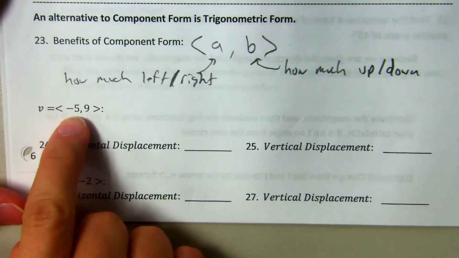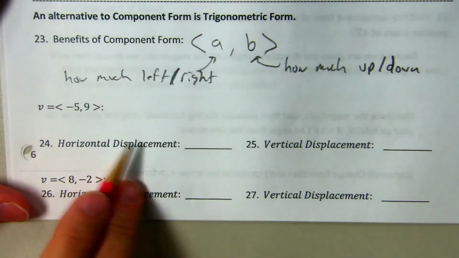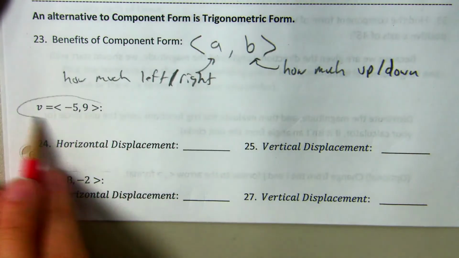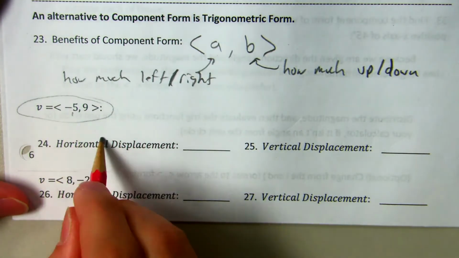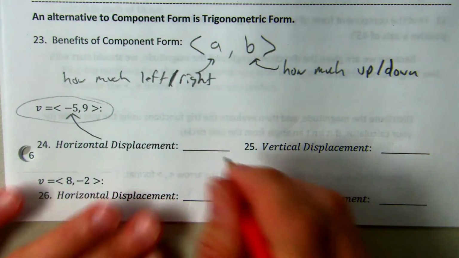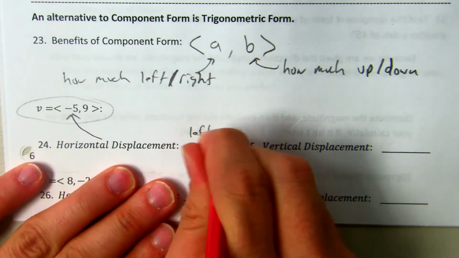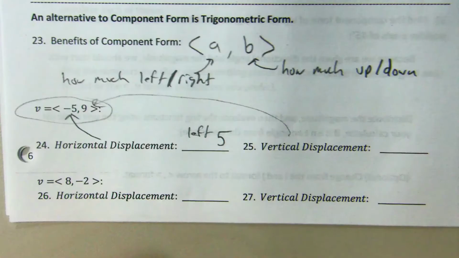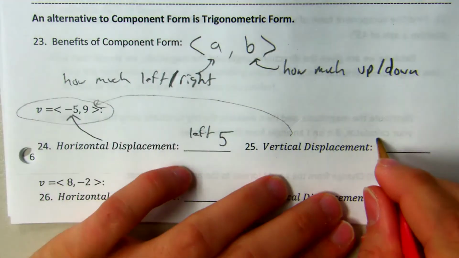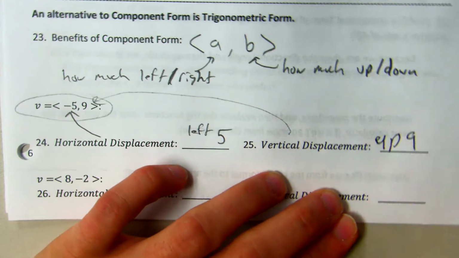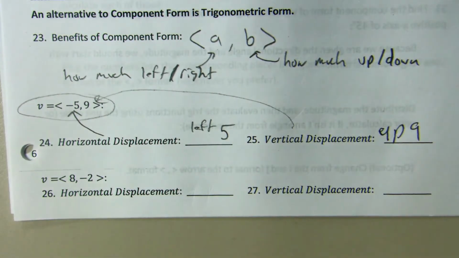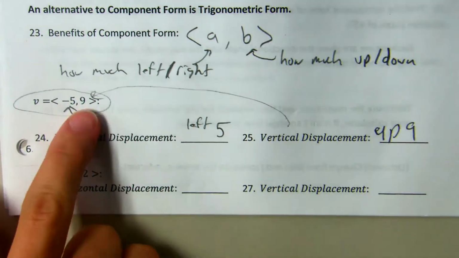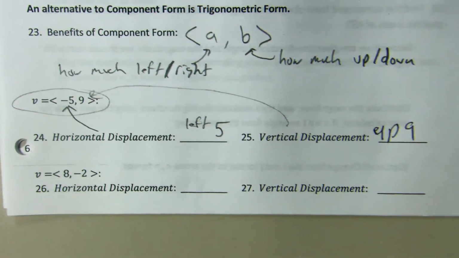So how much it's moving horizontally, if we use this vector, this is the horizontal displacement. It's going left 5, and then this represents the vertical displacement. Since it's positive, it would be up 9. If the horizontal component's negative, it goes left. If the horizontal component's positive, it goes right. Vertical, positive goes up, negative goes down.